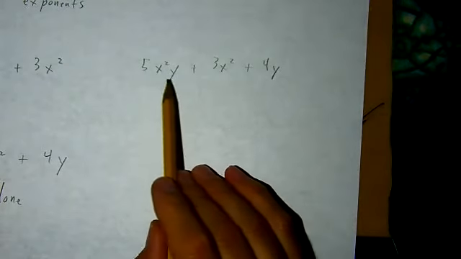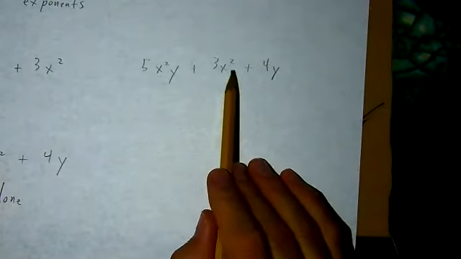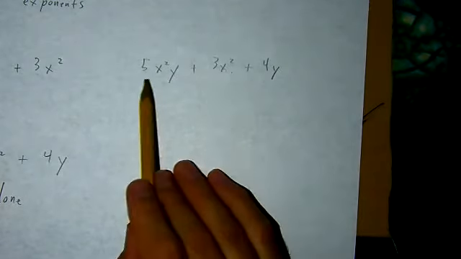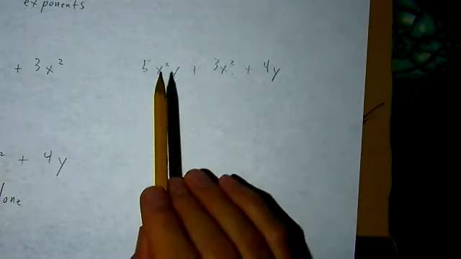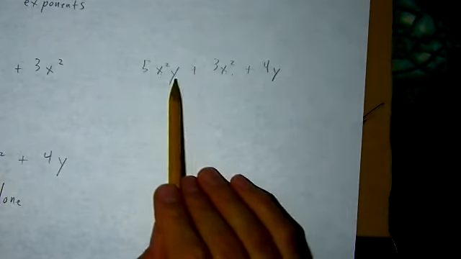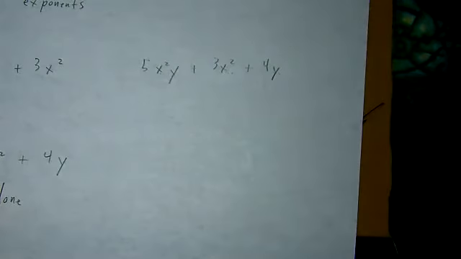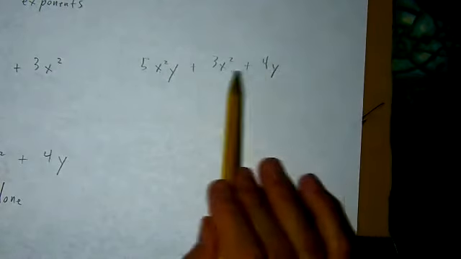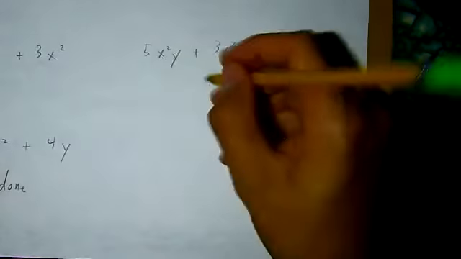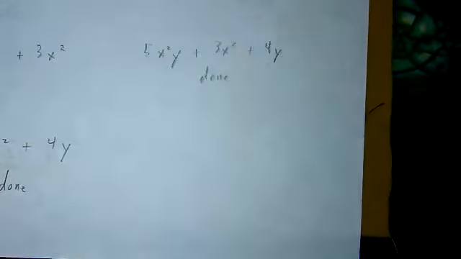But you can't. That's got x squared y. This doesn't have a y. So this is not a like term to that. This has x squared and y. This has just y, so this doesn't have x squared. So that's not a like term to that. And of course, these aren't like terms because that's an x and that's a y. So this expression is as far as you can go.